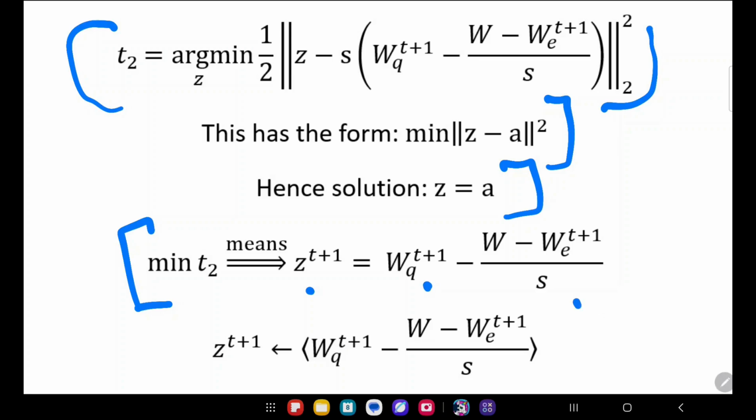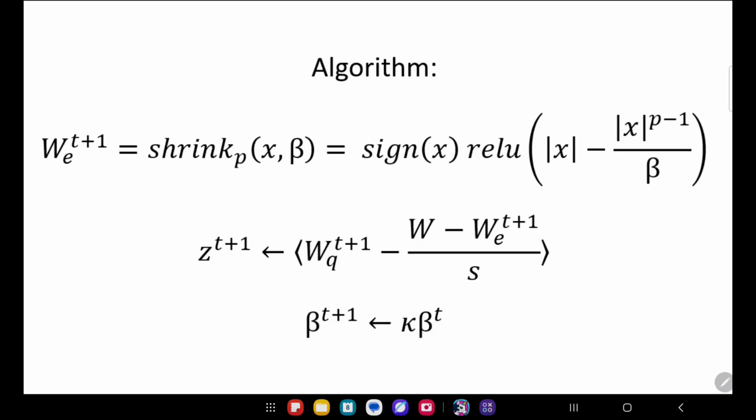Now since the quantization is done in a block or similar group, this means Z is shared across the group. Solution becomes the mean over the relevant data set. This last part means that we are taking the mean. Now having built all this, we can talk about the final algorithm.